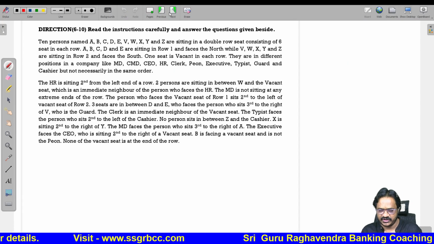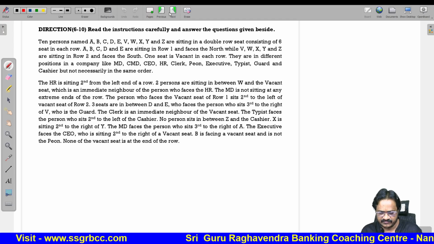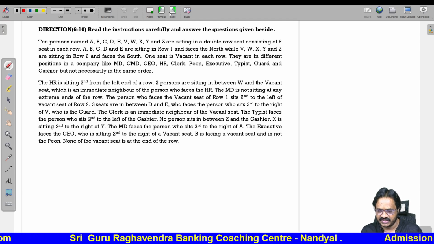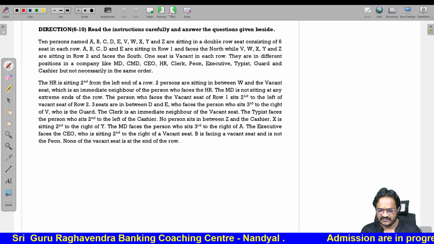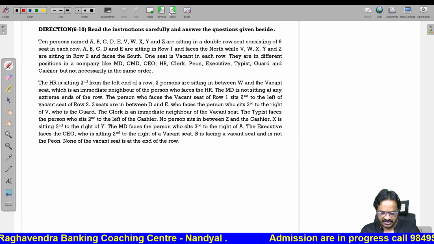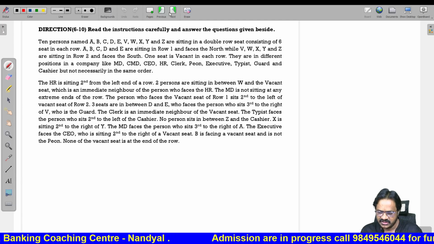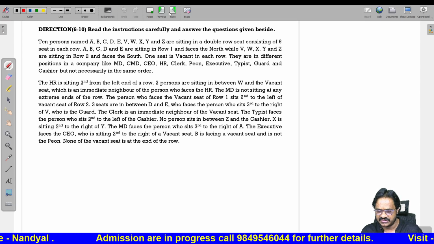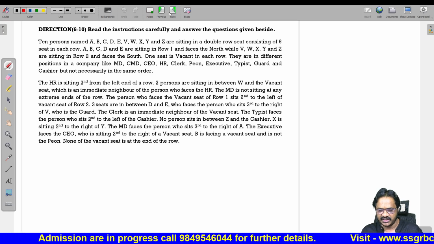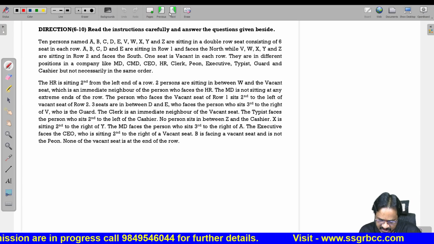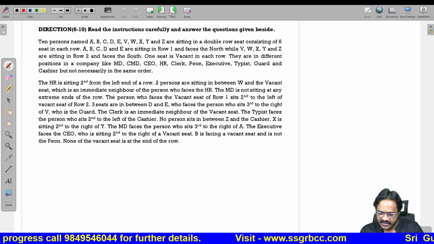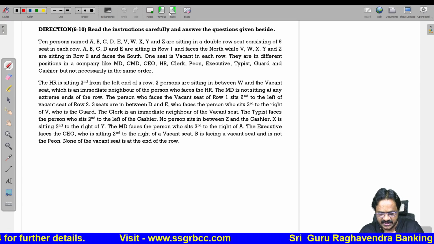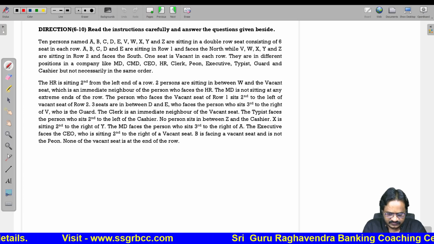Read the following instructions carefully, then answer the question. 10 persons named A, B, C, D, E, V, W, X, Y, Z are sitting in a double row seat consisting of 6 seats each. A, B, C, D, E are sitting in row 1 facing north. V, W, X, Y, Z are sitting in row 2 facing south. One vacant seat is there in each row. They are in different positions in a company like MD, CMD, CEO, HR, clerk, peon, executive, typist, guard and cashier, not necessarily in the same order.